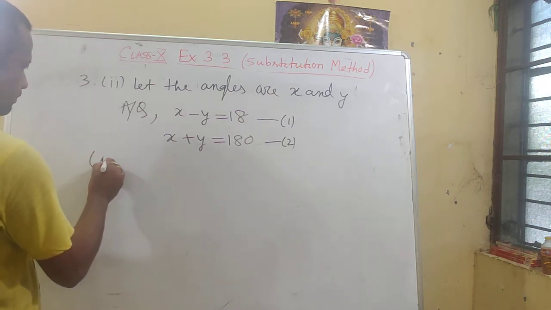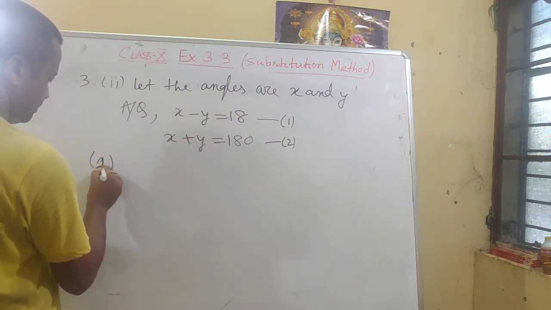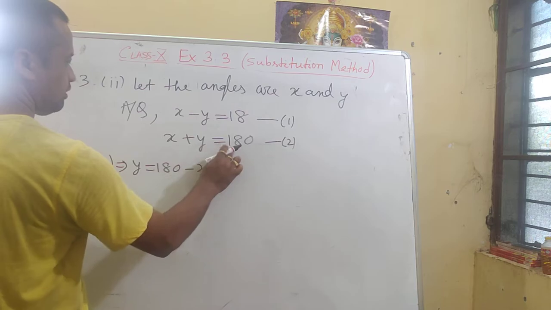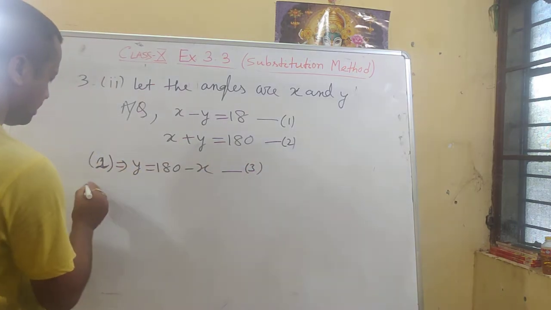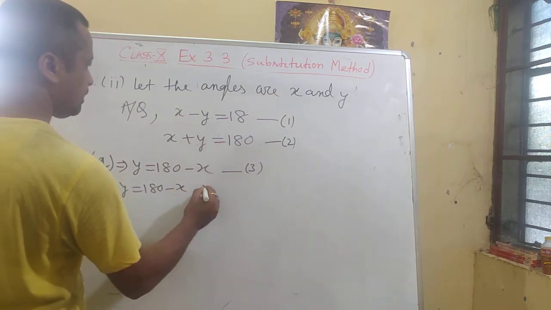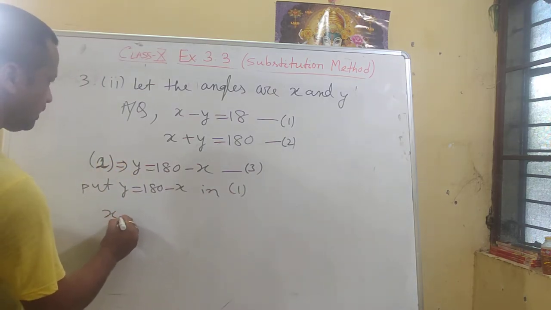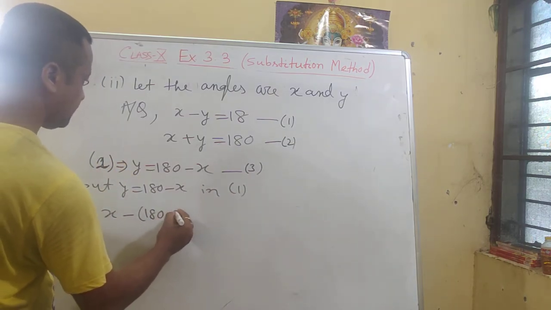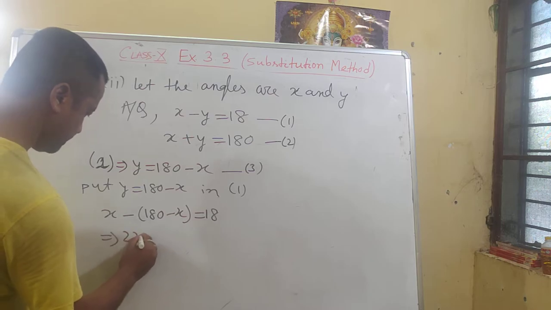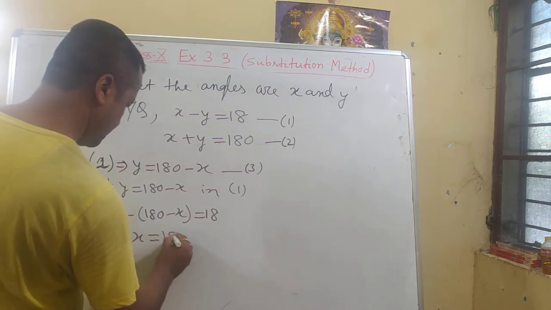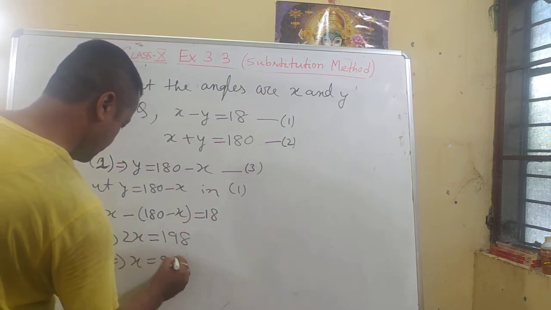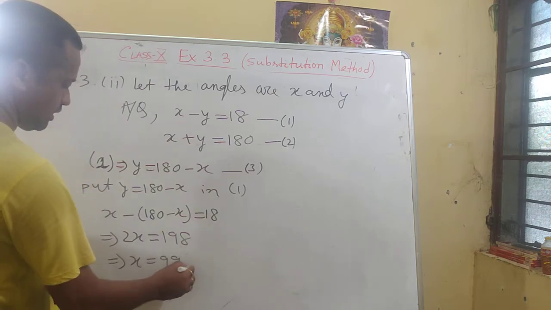From 2, y is equal to 180 minus x, and this is number 3. Put y is equal to 180 minus x in 1. Then x minus (180 minus x) is equal to 18. So 2x is equal to 198, and x is equal to 99.